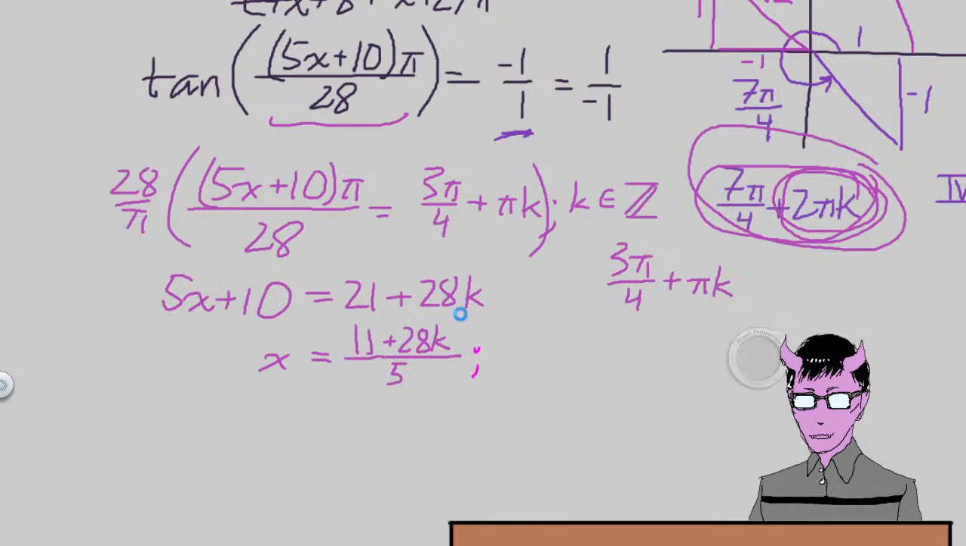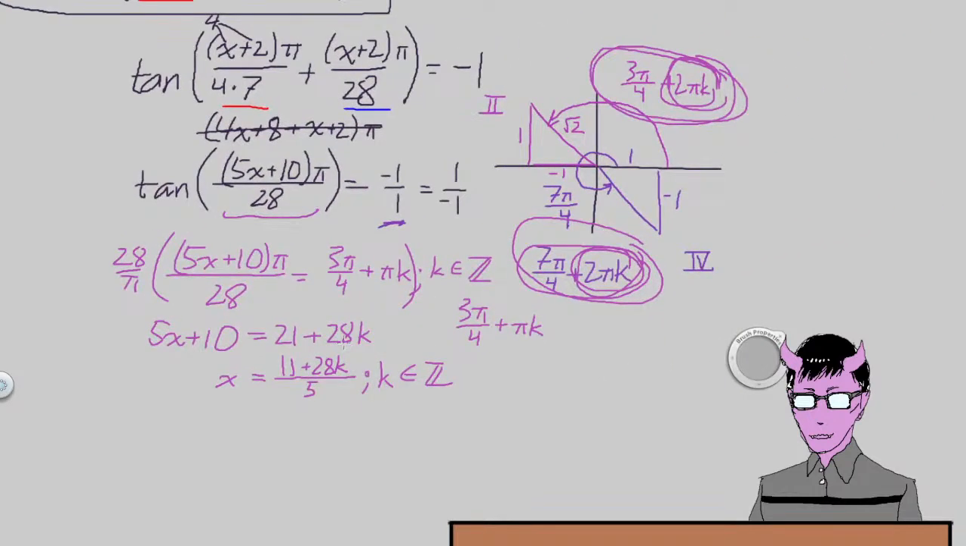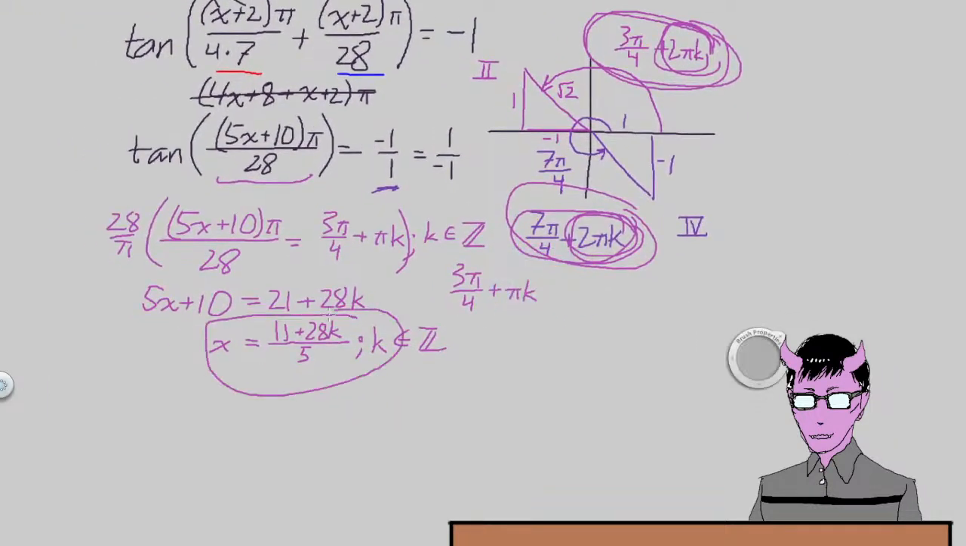Oh, whoops. The color's changed. Okay. So, I think that answer is correct. Let me check real quick. My answer sheet, pre-written problems. Oh, according to my pre-written answers, it's 15 plus 28k over 5. So, that's interesting. Well, let me double check something real quick. Alright. So this one should be the answer. I don't know what went wrong.